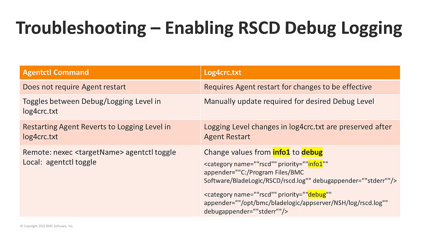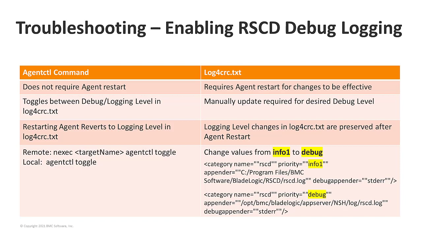There are two ways to enable debug for RSCD agent logging: using the agentctl command or manually updating the log4crc.txt file. When we enable debug using the agentctl command, it does not require an RSCD agent restart, and the RSCD agents start writing the events with debug statements. This command allows us to toggle between info1 and debug. Info1 is the default logging level for the RSCD agent, and debug will give a granular level of logging for the agent activities, which is helpful in troubleshooting.